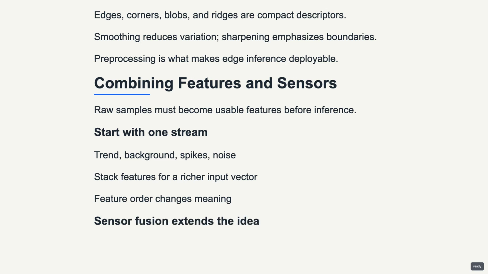Once the input comes from more than one source, the same thinking becomes sensor fusion. The question shifts from combining features within one stream to combining sensors so the system can make a better local decision.